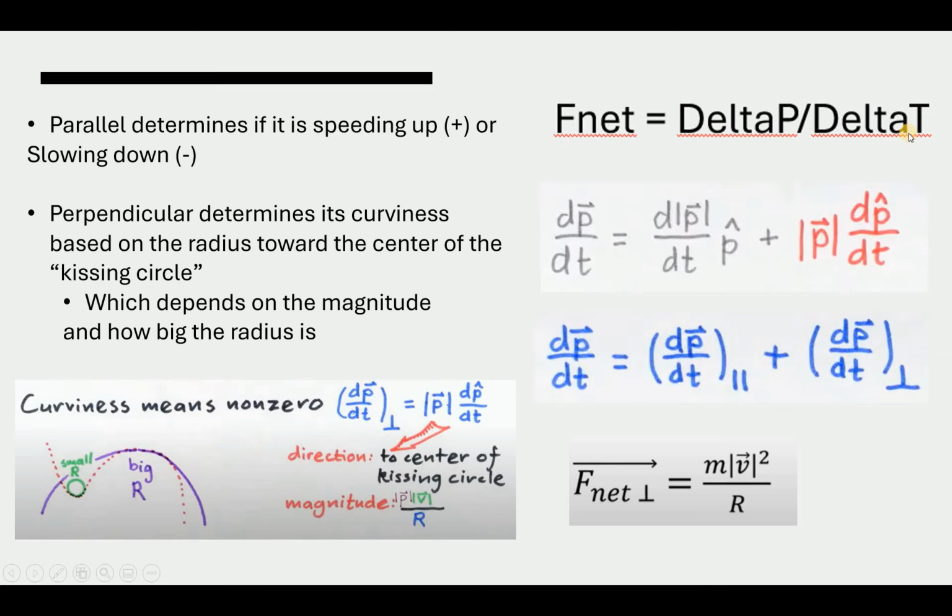So the net force is delta P over delta T. So dP over dt is equal to the parallel plus the perpendicular component. The parallel component is P hat times the change in magnitude of momentum over delta T. And then our perpendicular is the magnitude of momentum times dP hat over dt.